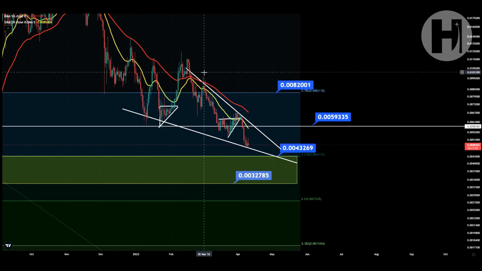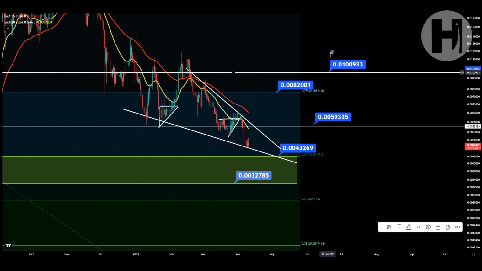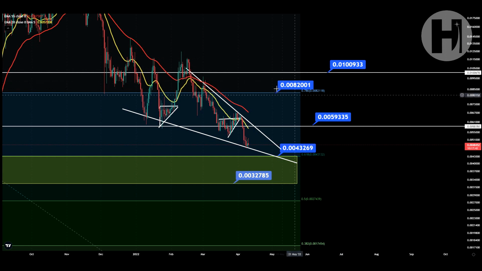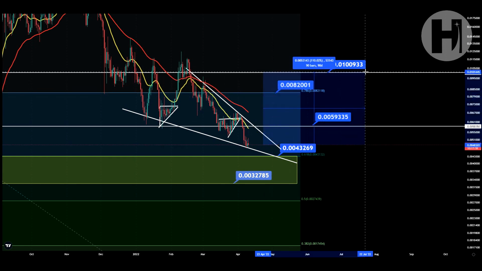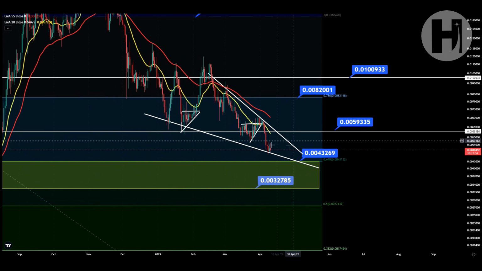Now, if we want to target the actual target from this falling wedge, then the target would be 1 cent, basically. 1 cent is the target. If you get in right now, potentially, that is a 108% trade for anyone who wants to get in.